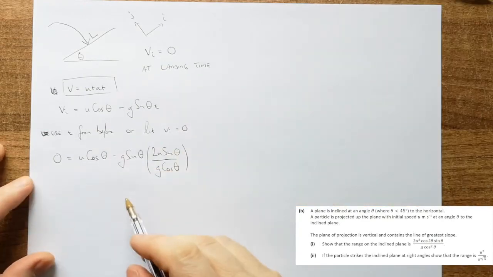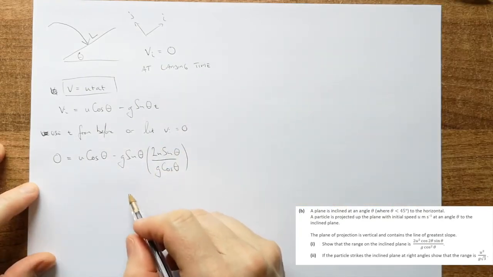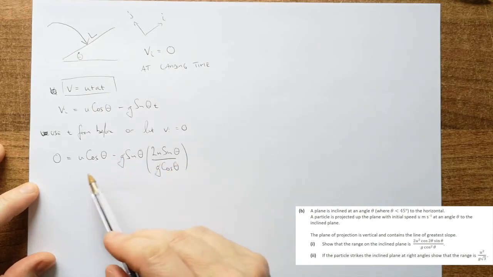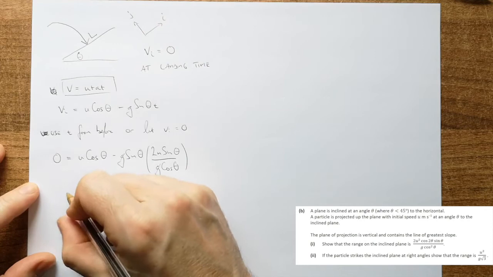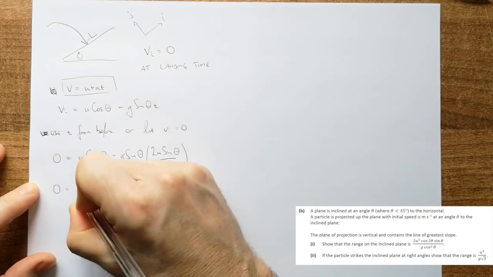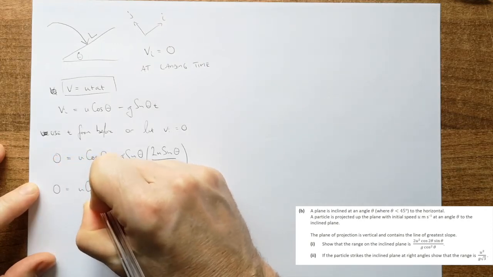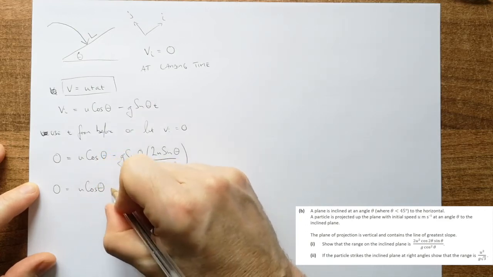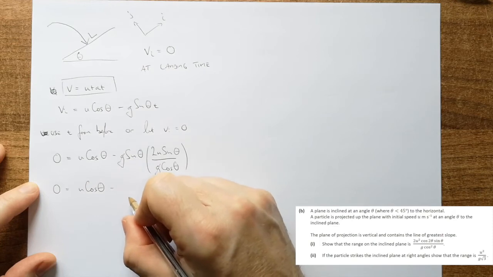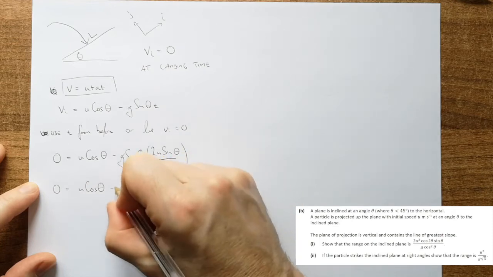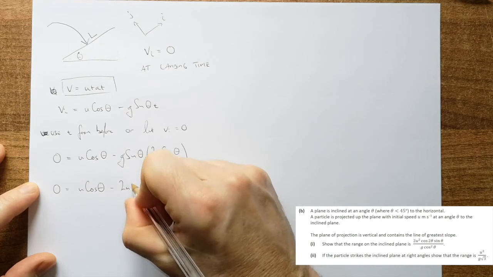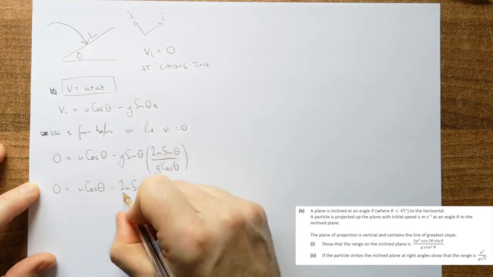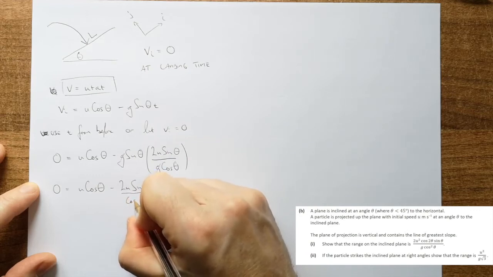Now, this is kind of a nice one actually to bring it out. What do we have here? We can cancel out our g's, and that's good. We want to get rid of the g. Okay, we're now just down to the u's. So what we have is 0 equals u cos theta minus 2u sine squared theta, all over cos theta.